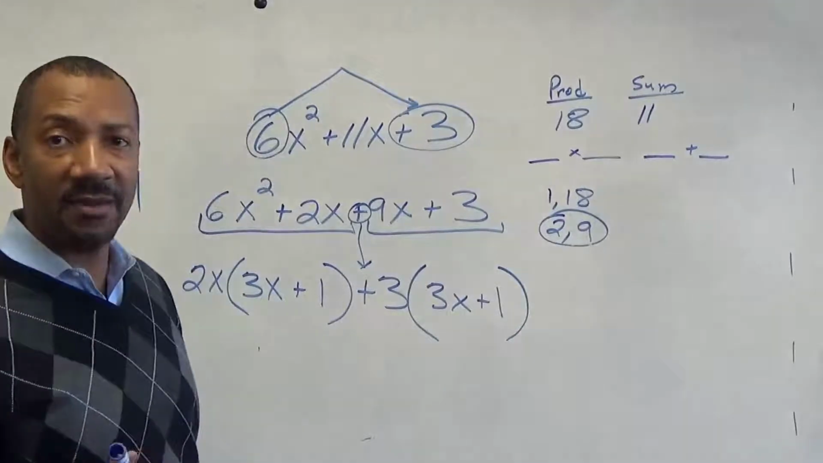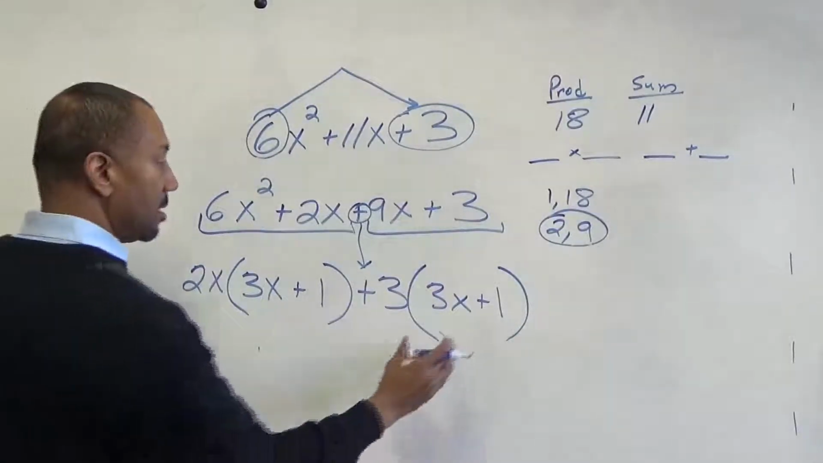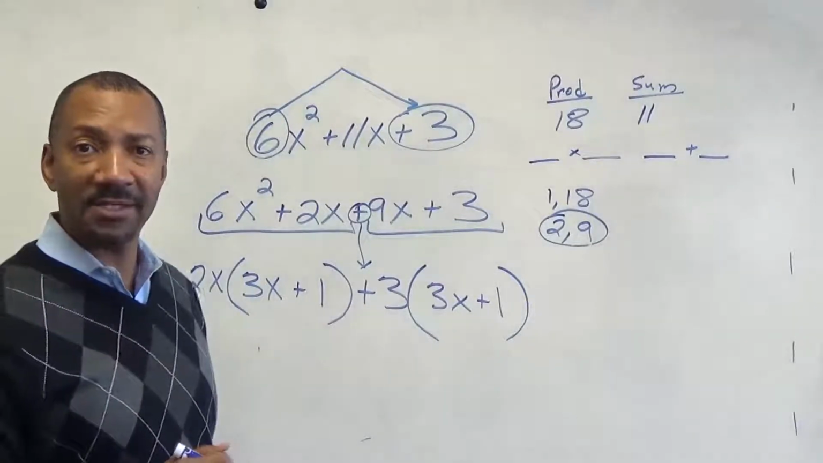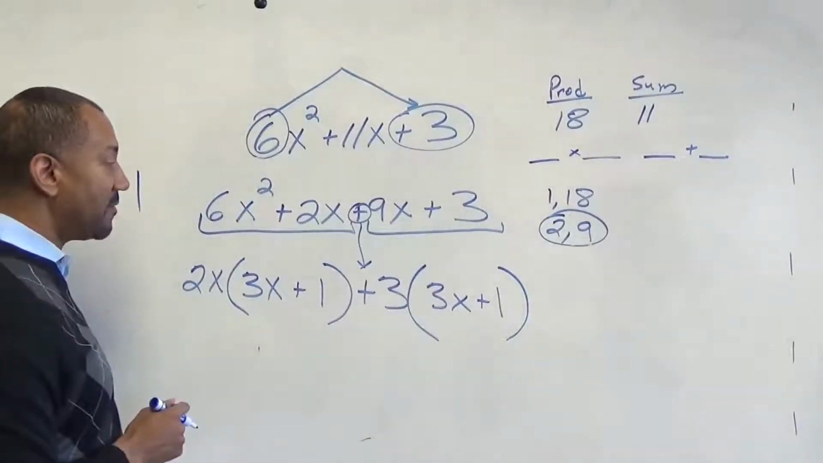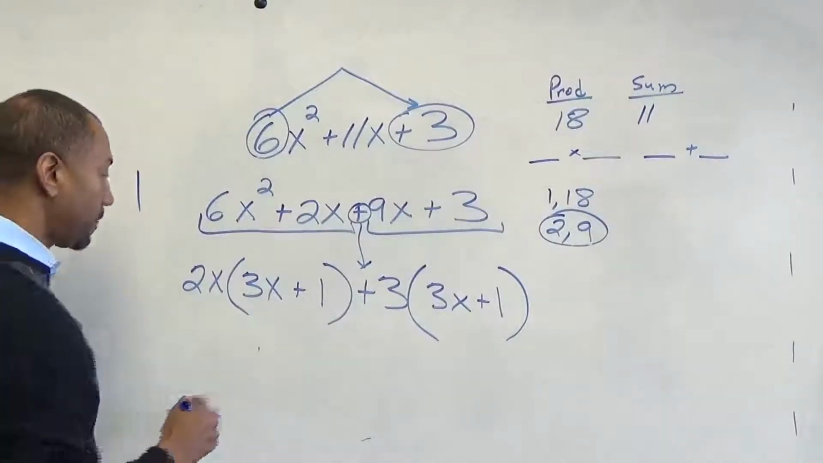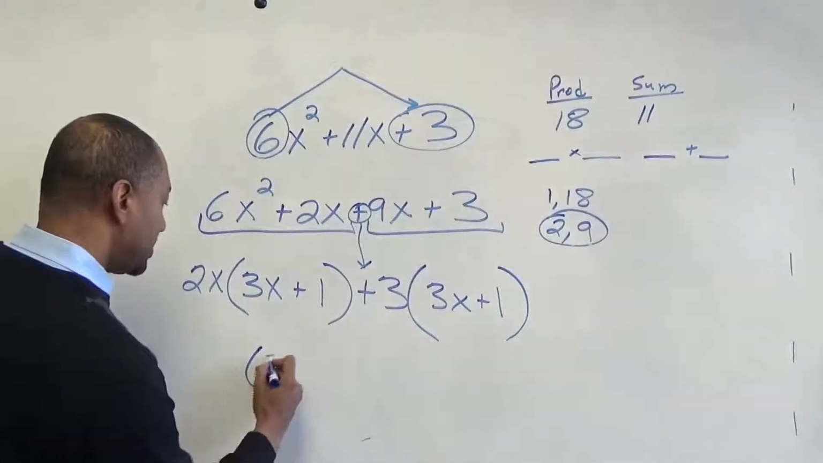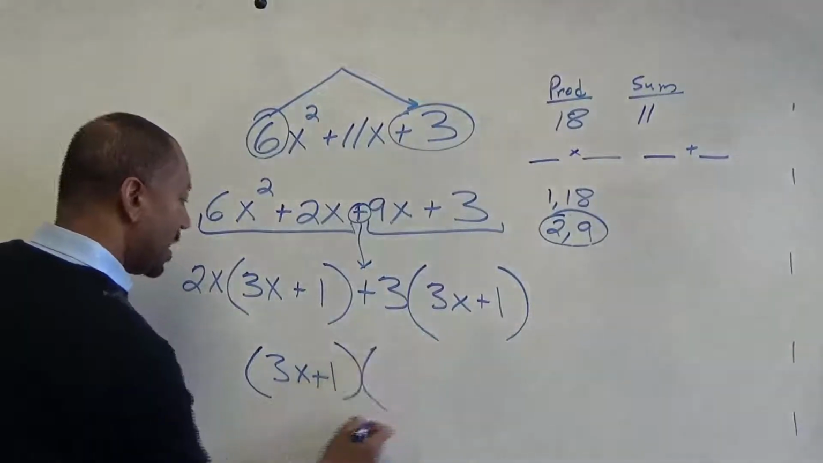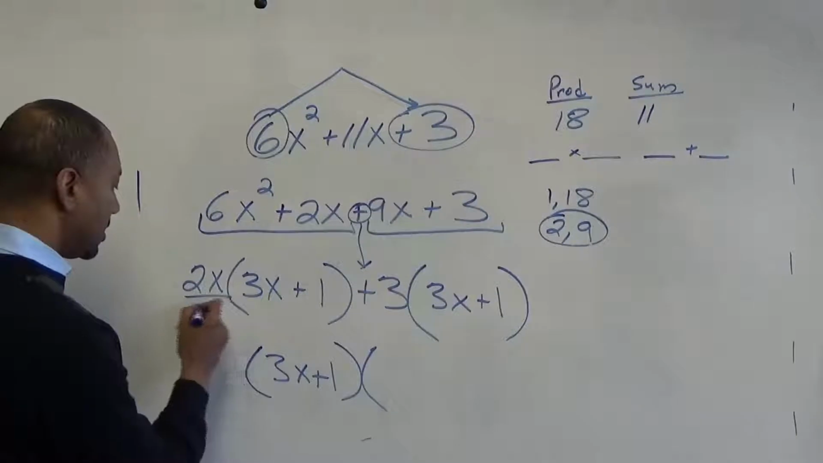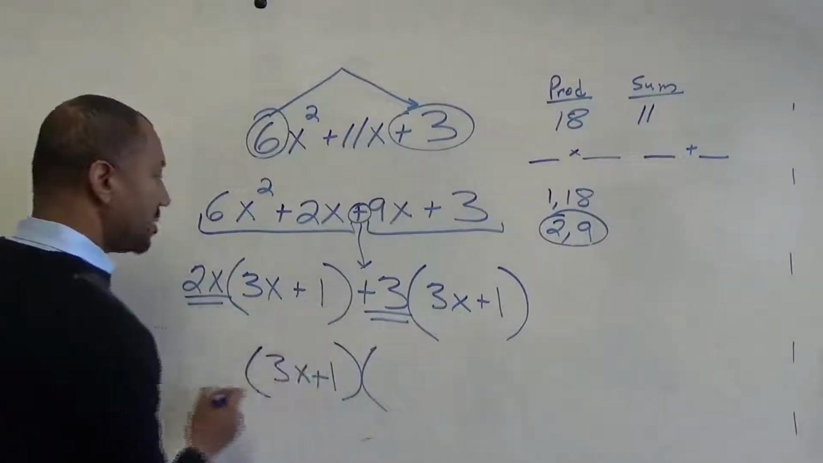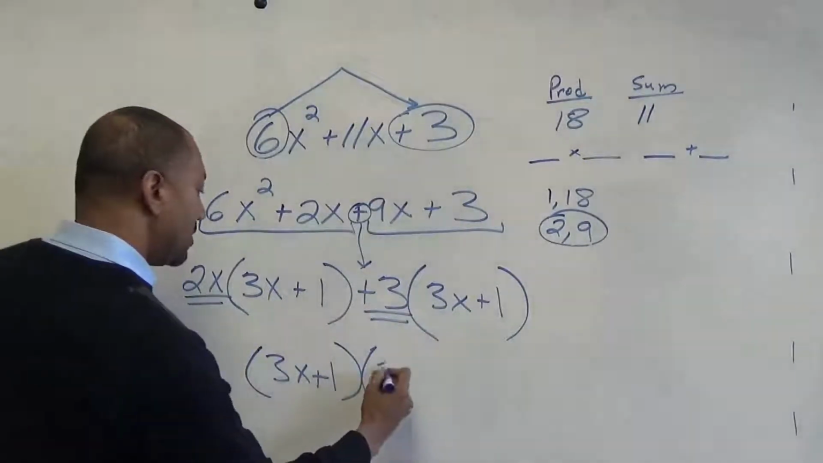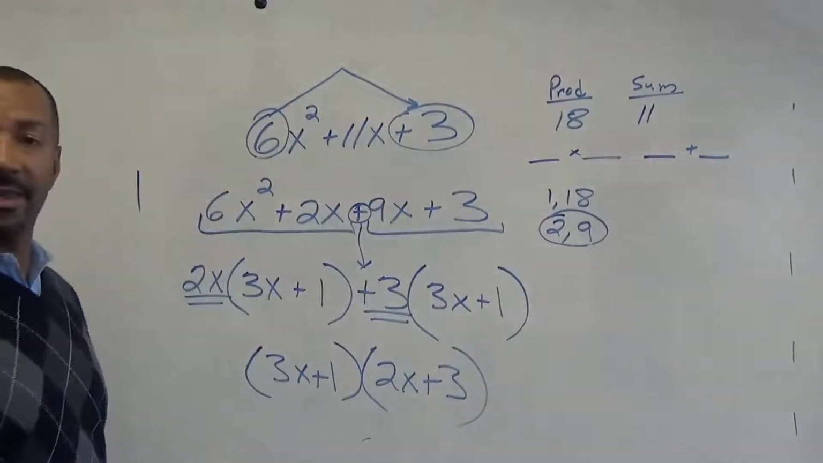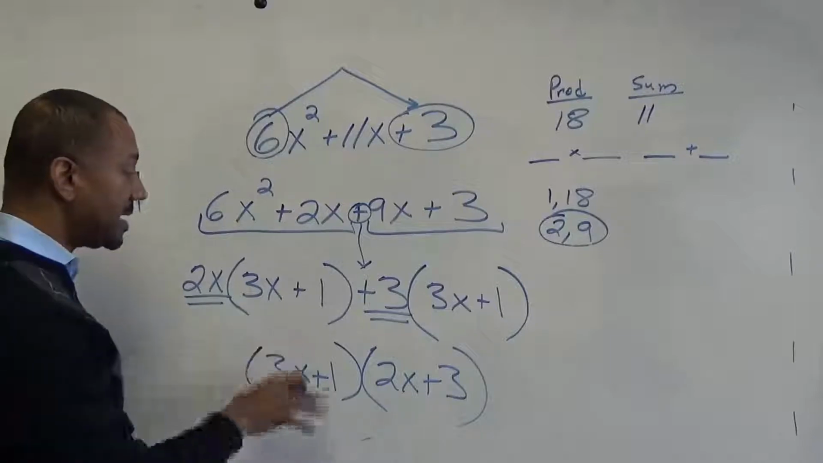As we have said, whenever you're grouping, what you have in the parentheses must be an exact match. And that's exactly what we have. So let's go to our final answer. What we have in the parentheses is a 3x plus 1. And in my other set of parentheses, the two items in front of the parentheses, I'm going to put them in their own set of parentheses like this. That's it. That is our answer.